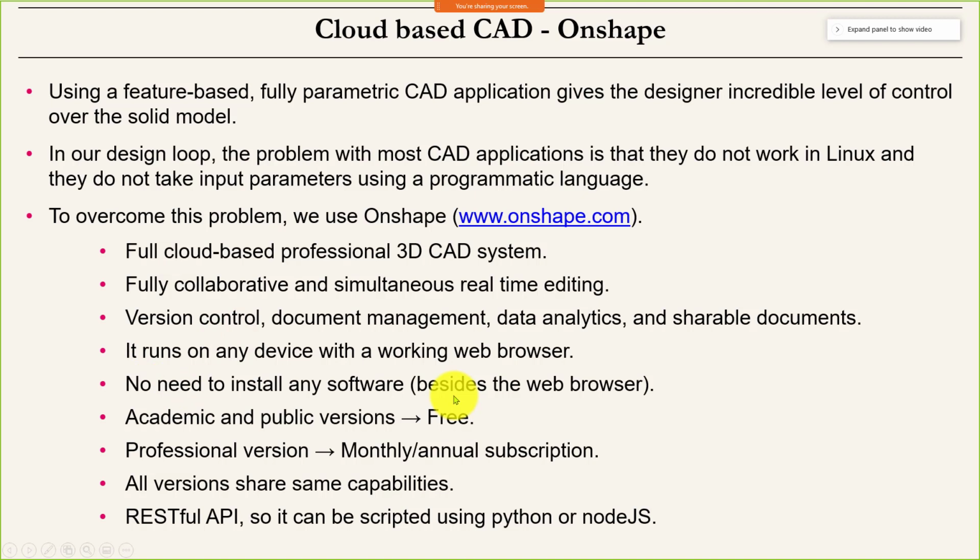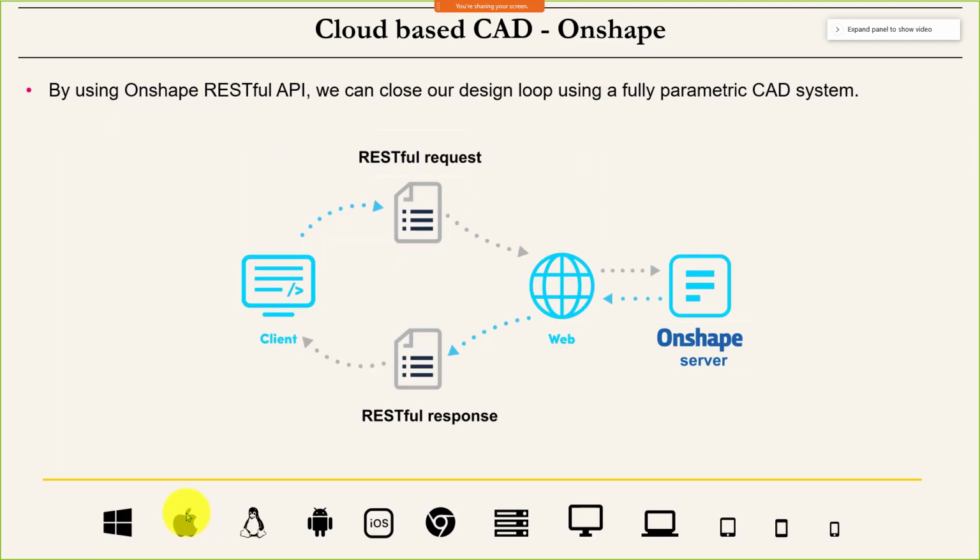Okay, there are many features, but one is very important: we have access to the RESTful API. We can do programmatic design of those geometries, parametrization. So we don't need to go to that CAD interface. We just do a web call, and then we update the geometry. So basically, this is how it works.